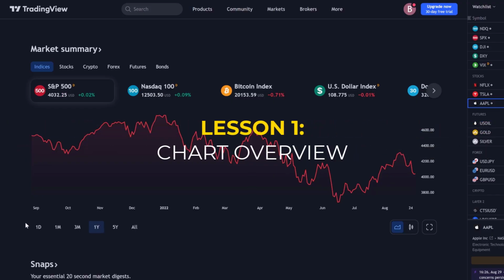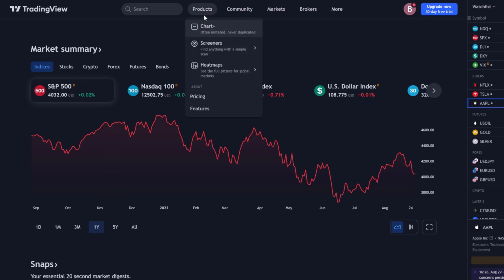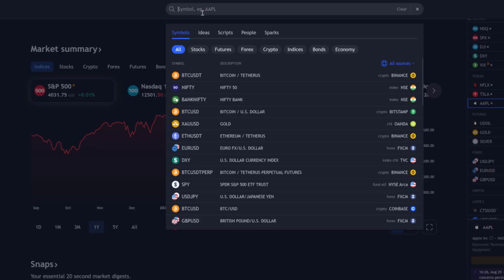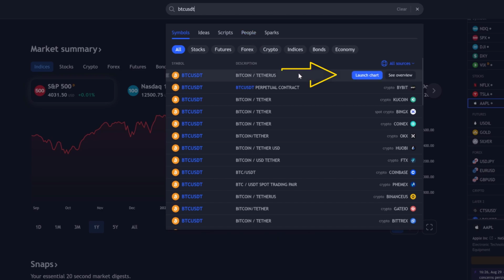Lesson 1. In this lesson, we'll take our first look at a chart and see how price is displayed. Now that we have our TradingView account set up, head on over to Search. Type in BTC USDT. Hover over the one that says Binance.